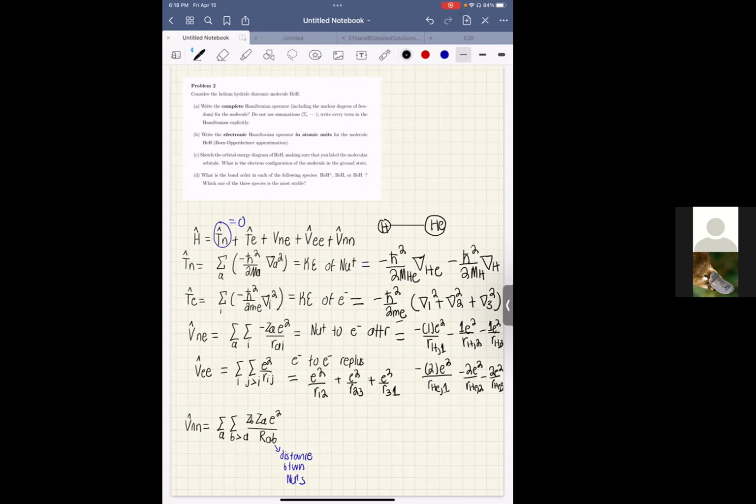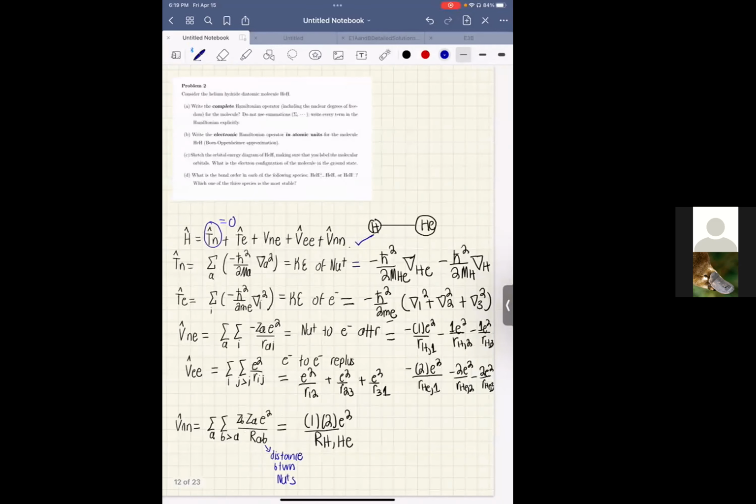And then we're going to finally have the repulsion between each of the nuclei. And the nuclei would be 1 times 2 times E squared, and that's going to be the distance between H and HE. All right, when you write this, I would suggest doing each term at a time and then writing the full Hamiltonian after, which is right here.